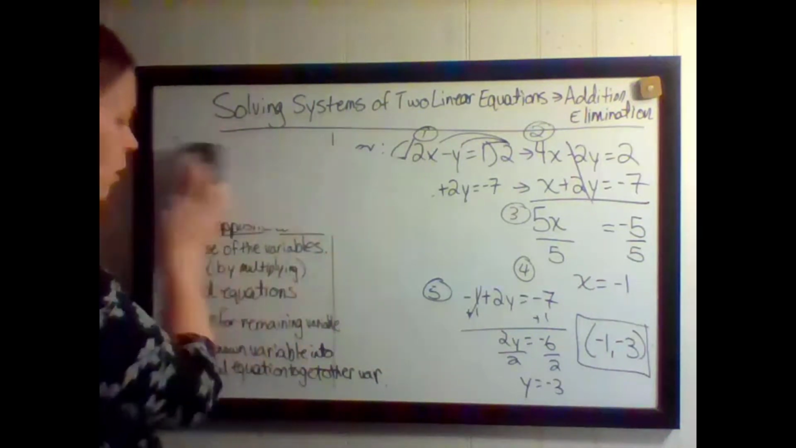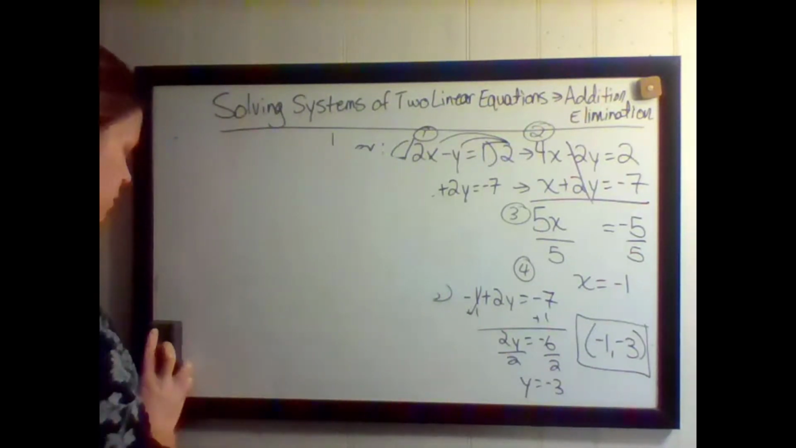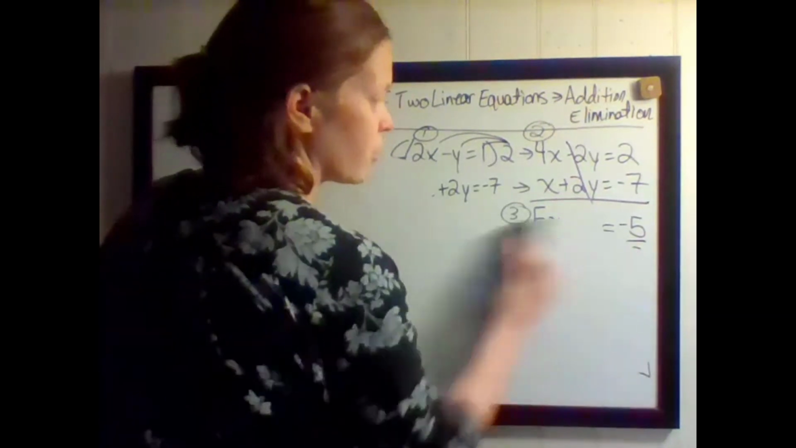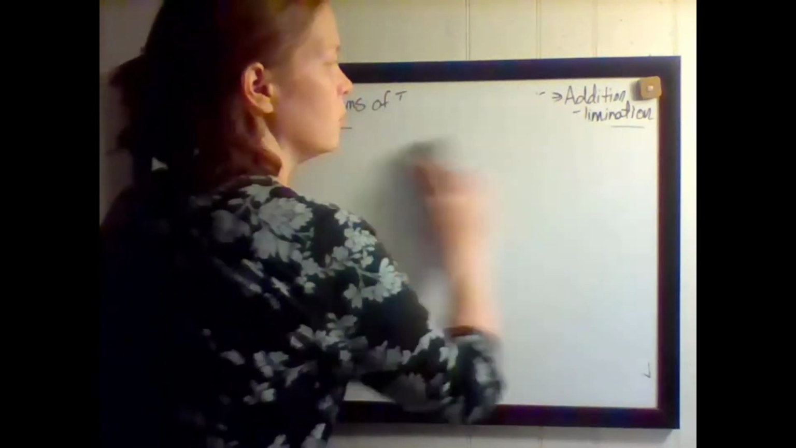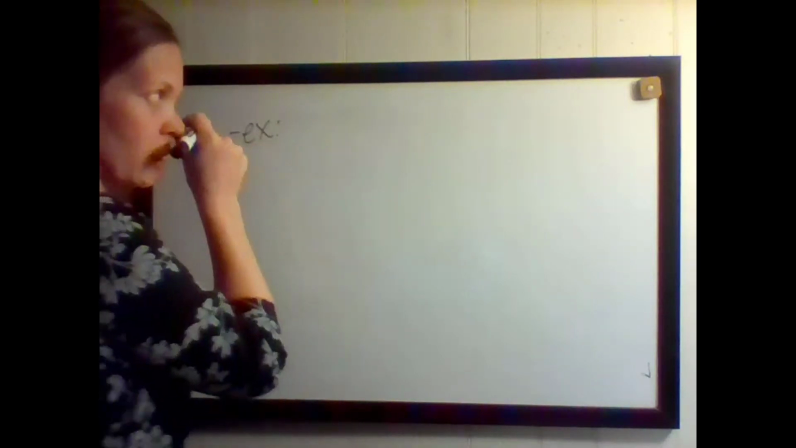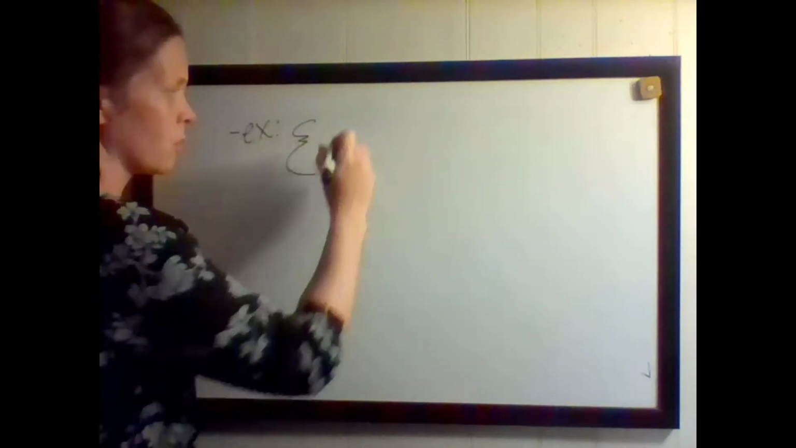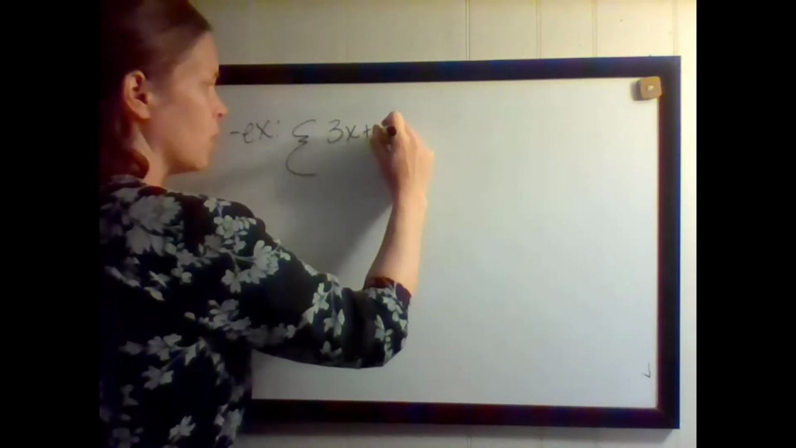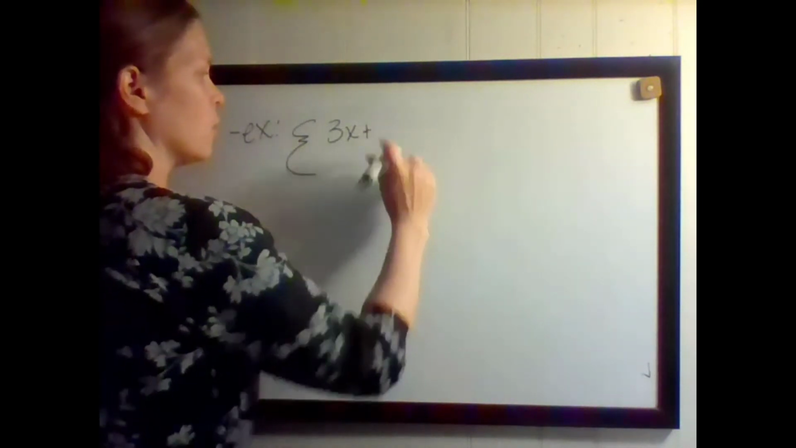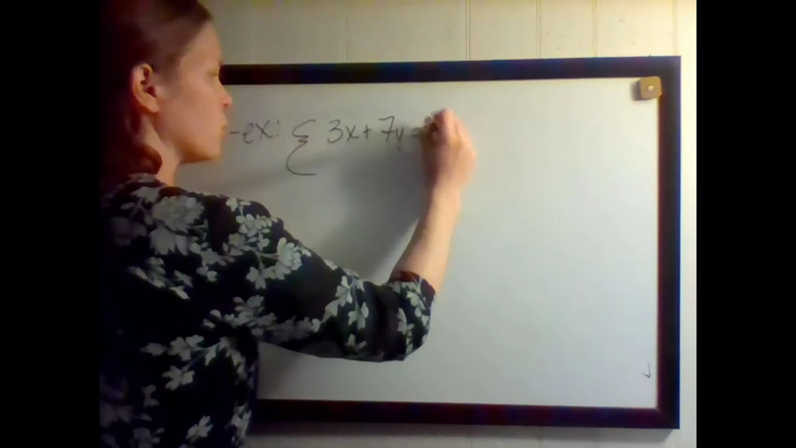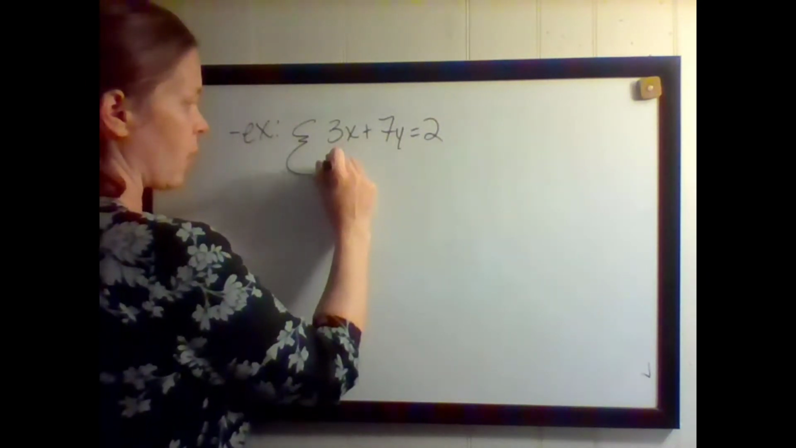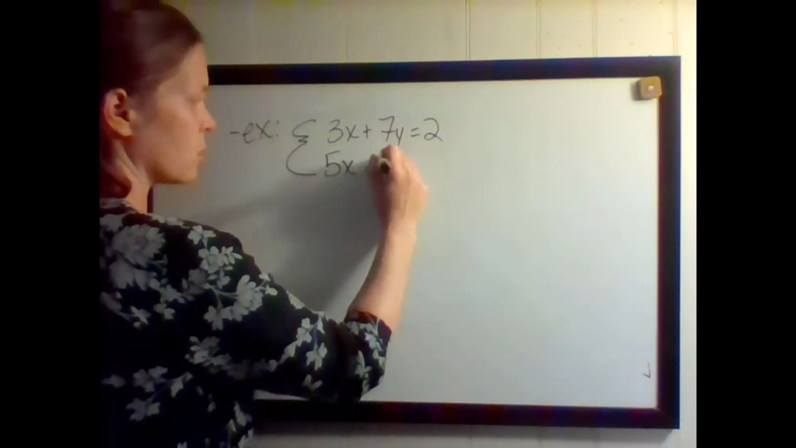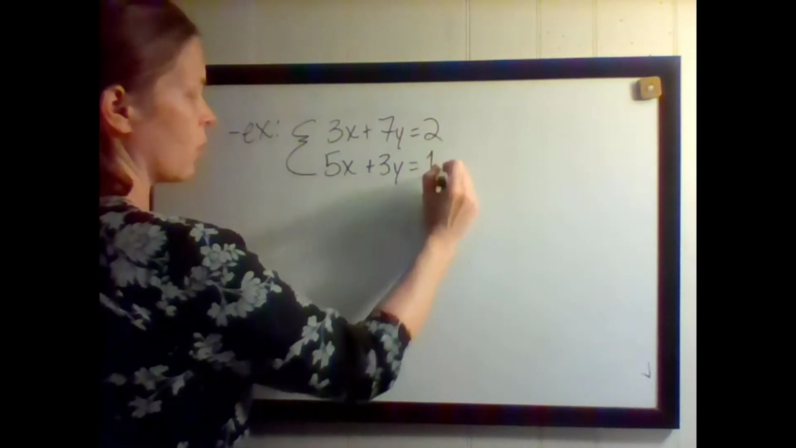We won't solve the whole thing. But I just want to show a little bit of a difference. And I don't think this is going to turn out a nice answer. I'm just kind of making up some stuff. So let's say I've got 3x plus 7y equals 2. And then I've got 5x plus 3y equals 1.